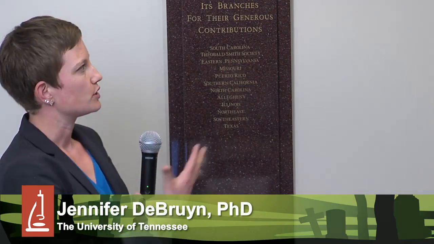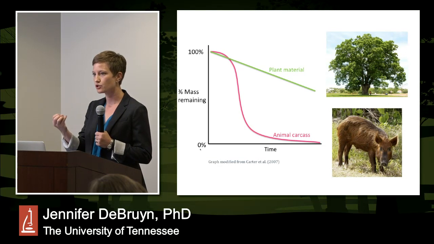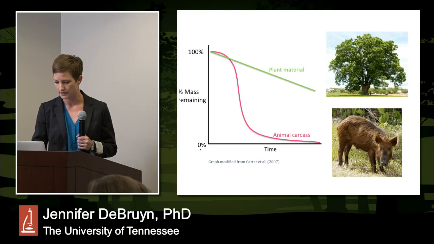So, for example, you take this tree here, obviously it has a lot more biomass than the feral pig down below, but they actually have about the same amount of nitrogen in them. So it's a really concentrated pocket of fertilizer, is one way to look at it.